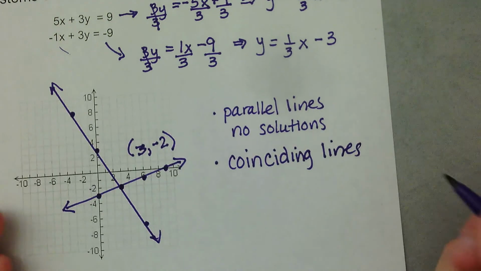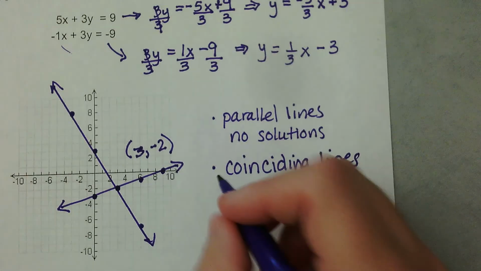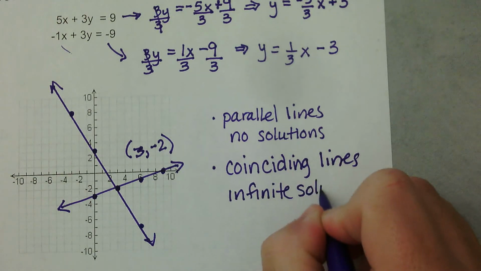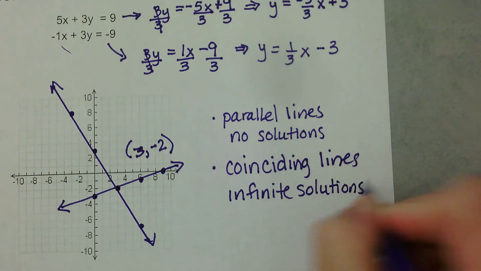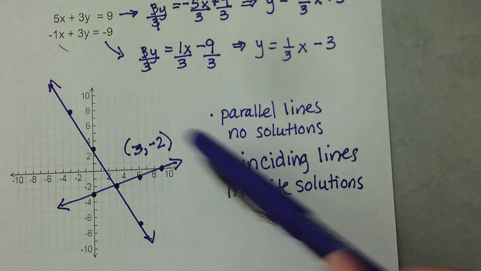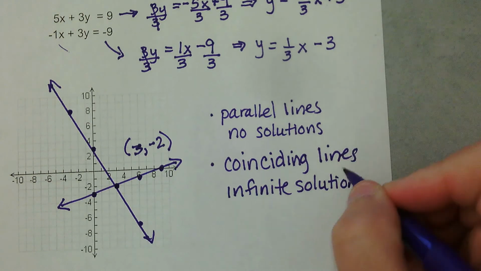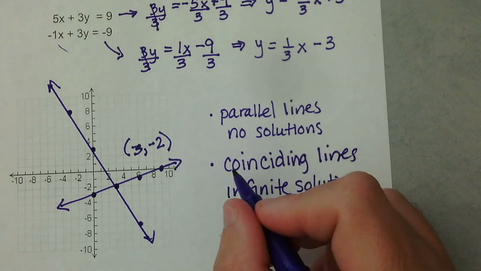And coinciding lines have infinite solutions. So your 3 major types are one solution, no solutions, infinite solutions. And parallel lines, you obviously know what they are. Coinciding lines are lines that lie right on top of each other.